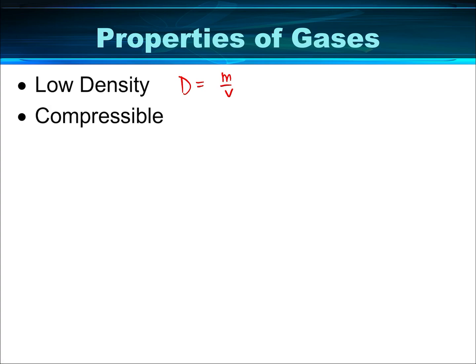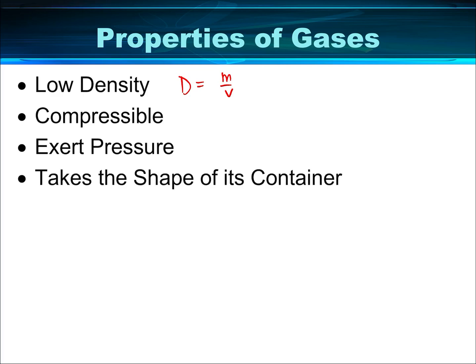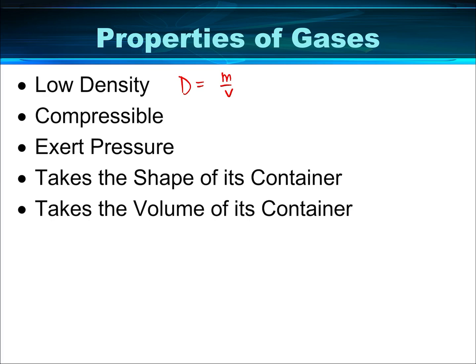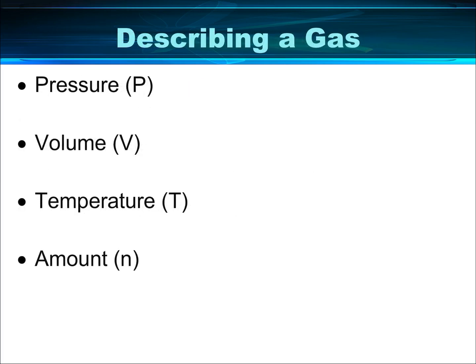They are compressible. Compressibility is the measure of how much the volume of matter decreases under pressure. So if we put a gas under pressure, the volume can decrease significantly. Gases exert pressure. They have mass, gas particles, and so when they collide with surfaces, they will exert pressure on those surfaces. Gases take the shape of their containers. They also take the volume of their containers.